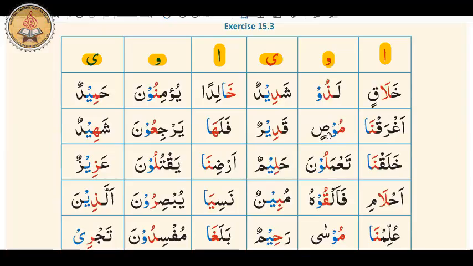Then you have a swad with a kasratan underneath it. So sin. All together, musin, musin.